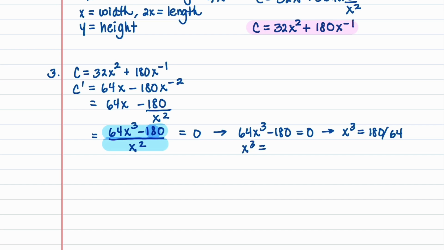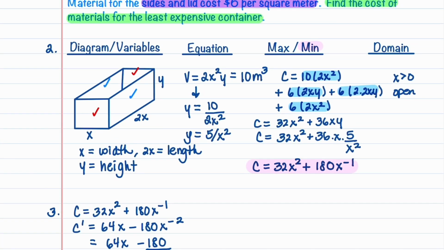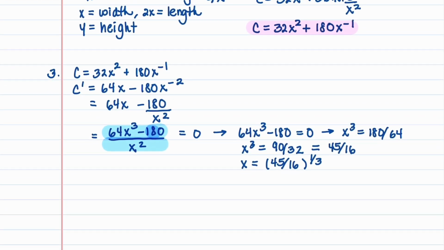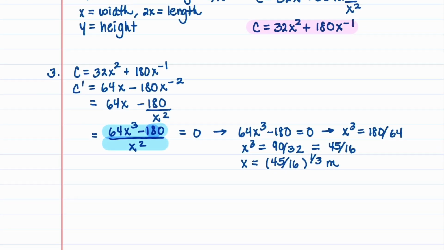Let's see how we can simplify this. Let's divide both the top and bottom by 2. So this is 90 over 32. And we can divide the top and bottom again by 2. So this is 45 over 16. And we can't divide that any further. So we know that x then is going to be 45 over 16 to the 1/3. And we need to go back up and look at our units. It is in terms of meters. So we're going to put meters for x.